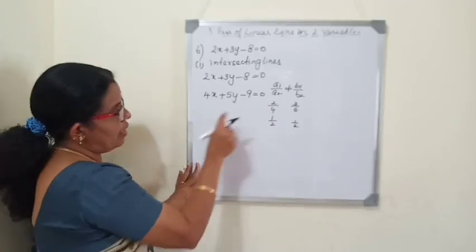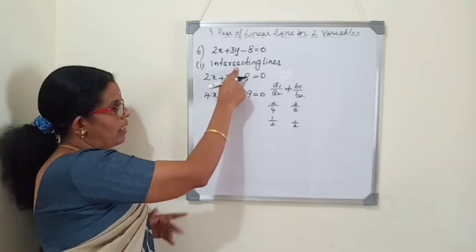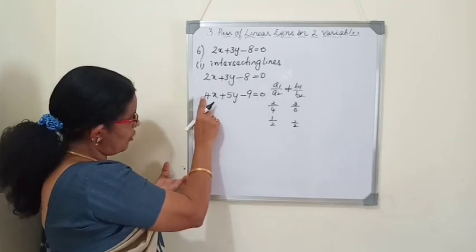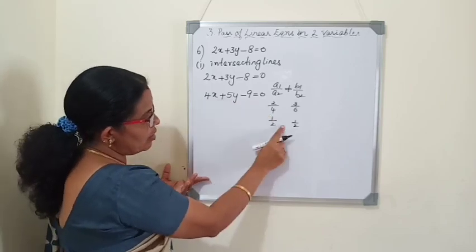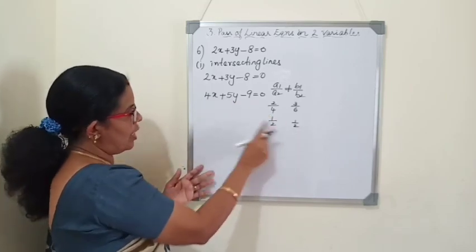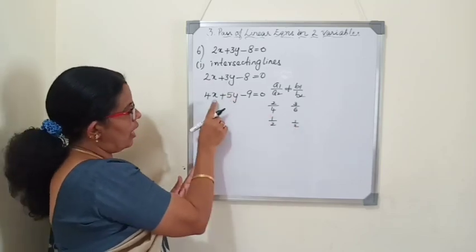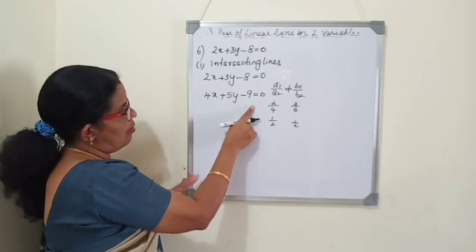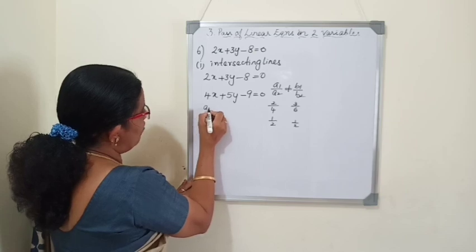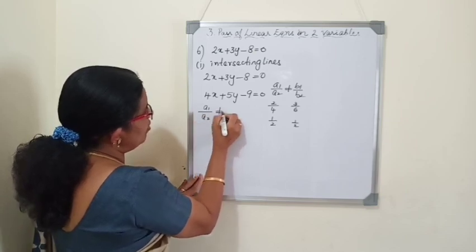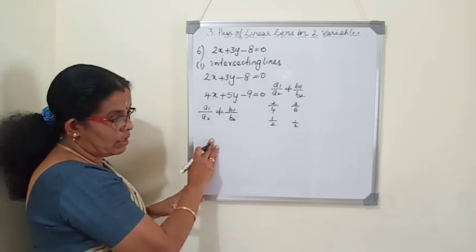Again I will repeat: a1 by a2 not equal to b1 by b2, only then we will get intersecting lines. The a1 by a2 ratio is 1 by 2, so the next ratio should not be equal to 1 by 2. Select any number such that b1 by b2 is not equal to a1 by a2. You can write any number of examples for this. So these are the two equations. Once again, a1 by a2 is not equal to b1 by b2. Therefore, the lines are intersecting. This is the first question.